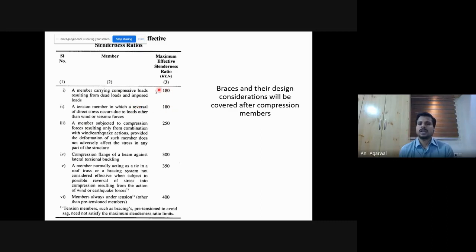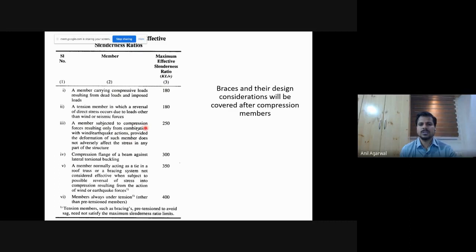or for whatever reason, then you need to consider that member as a compression member, and KL by r of that member has to satisfy this limit, and that r is r minimum. Okay? It is just like a column in a way, or a main leg in compression member. So it has to be the most stringent requirement. However, if the compression in that member is coming only because of wind or earthquake, then you can go up to 250. So the KL by r limits are relaxed.